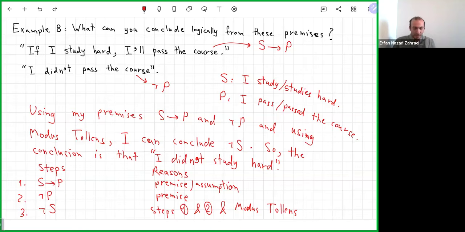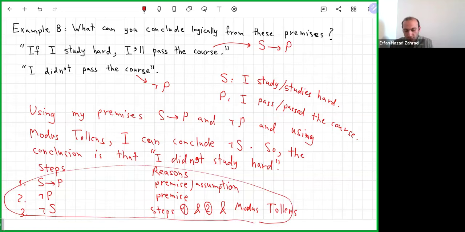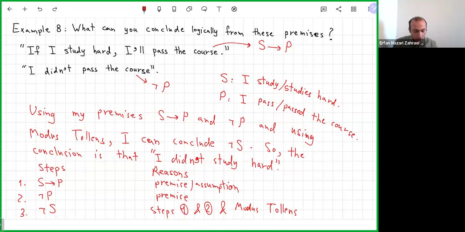And that's basically summarizing, in a more compact or even clearer way, the paragraph that I explained in English. So step by step, I prove this. At the end, you can translate this into English and say that, hence, I did not study hard.